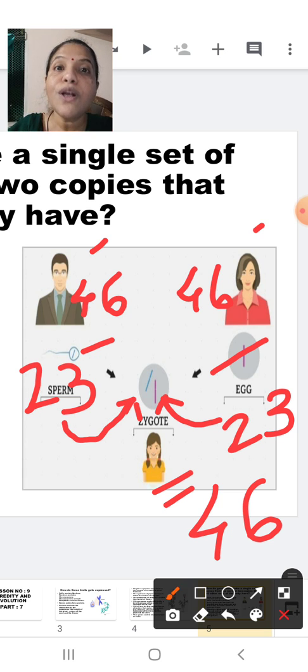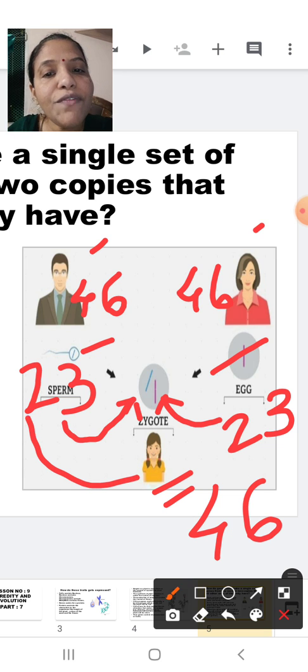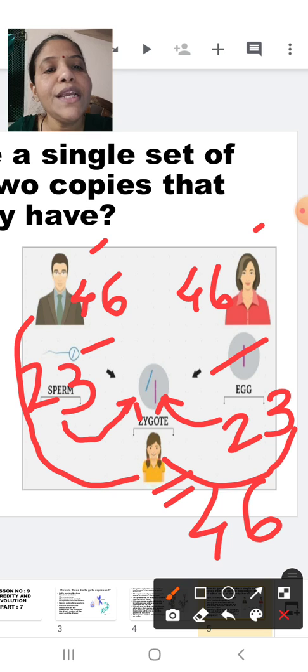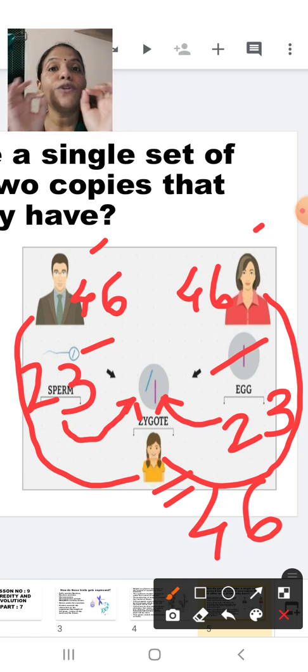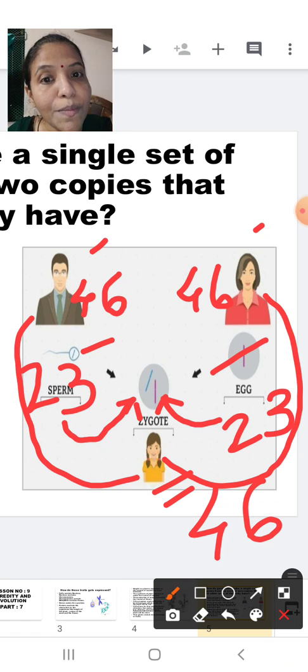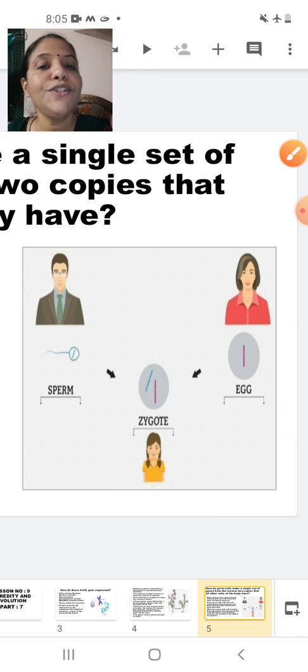From where did this individual get these 23 pairs? Pair means how many? 2 times 23. So 23 this individual has got from the father, and 23 the individual has got from the mother. So 23 coming from the father, 23 coming from the mother, that makes 23 pairs. So the total is 46 chromosomes. And the number is reduced to half in the sperm and the egg by the process of a cell division called meiosis.